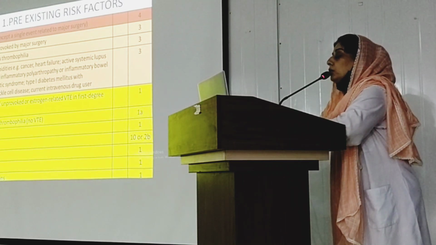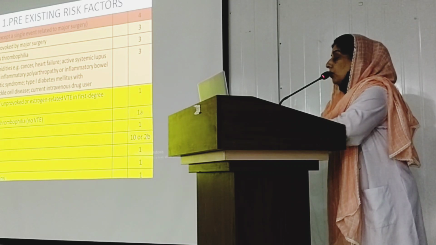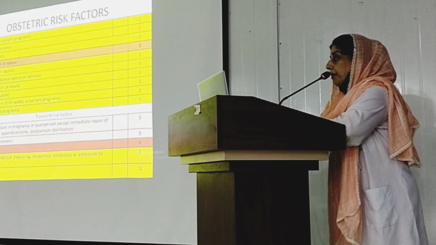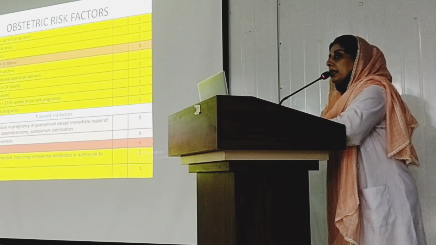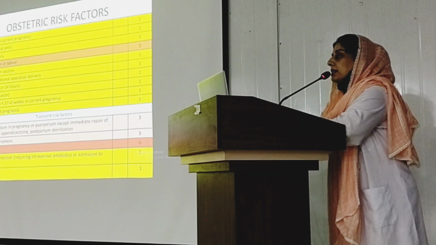Parity more than or equal to 3, smokers and gross varicose veins, which is extending up to the legs, thighs. The first pre-existing risk factors, I think I have made it clear. If any confusion regarding this, we can discuss later on.